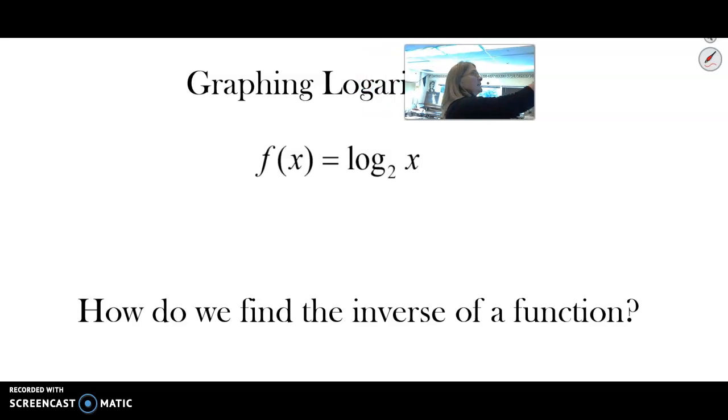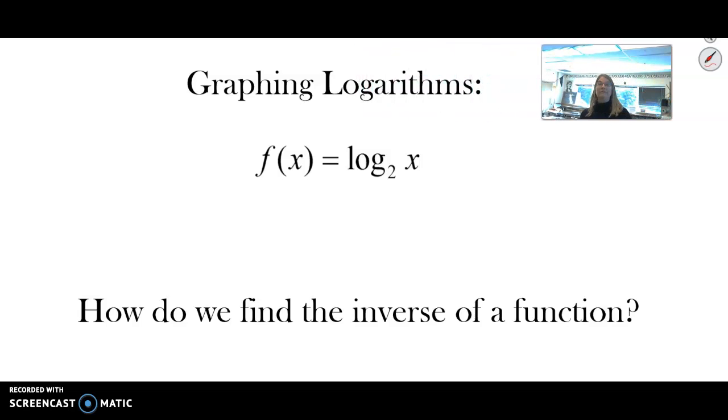And in our next video, we're going to get into how to graph a logarithm. So that is it for right now. Hopefully you're now able to do the 4.3 practice.